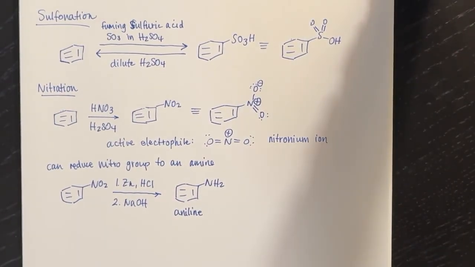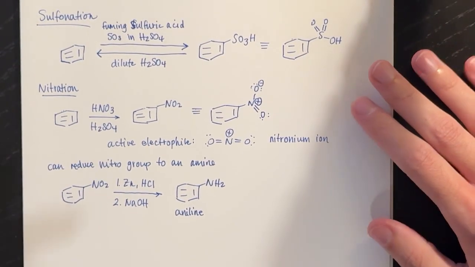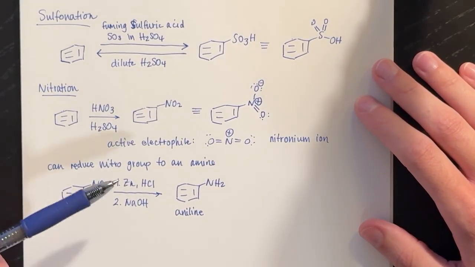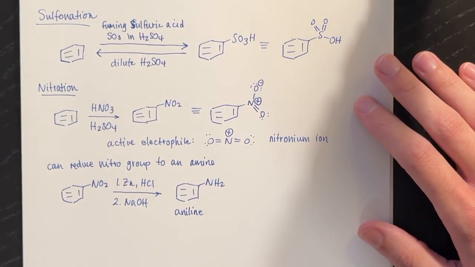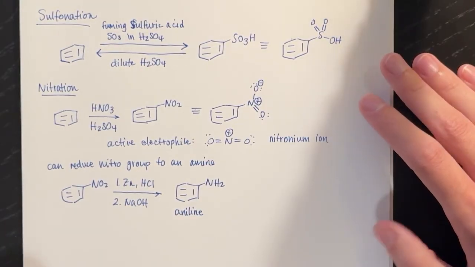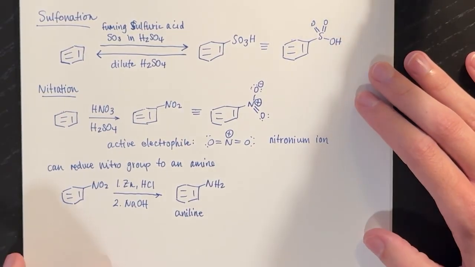And the nice thing about aniline is we can do a lot more reactions with it than we can with nitrobenzene. We can substitute this nitrogen with things. And it just gives us the opportunity to select between whether we want a nitro group on our molecule or an amine on our molecule. So that's nitration. We're going to use that pretty significantly in the upcoming sections.